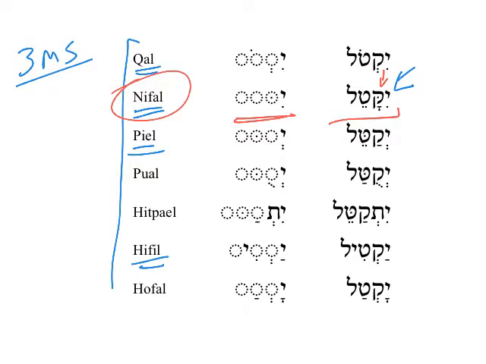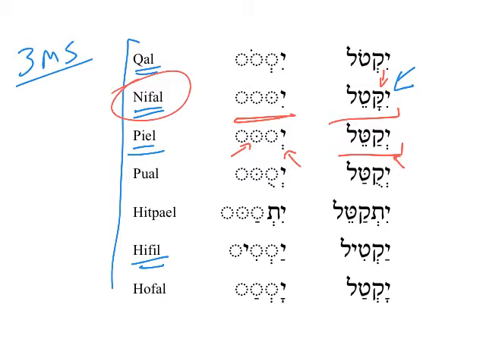Now in the case of the pa'el, the key indicator is the shva under the prefix pronoun. Now many times there are dageshim in the ayin letter, but the real key is to take notice of the vowel that's under the prefix pronoun. So when we have that shva there, it's telling us this is a pa'el, so I need to translate this in the sense of he will slaughter.